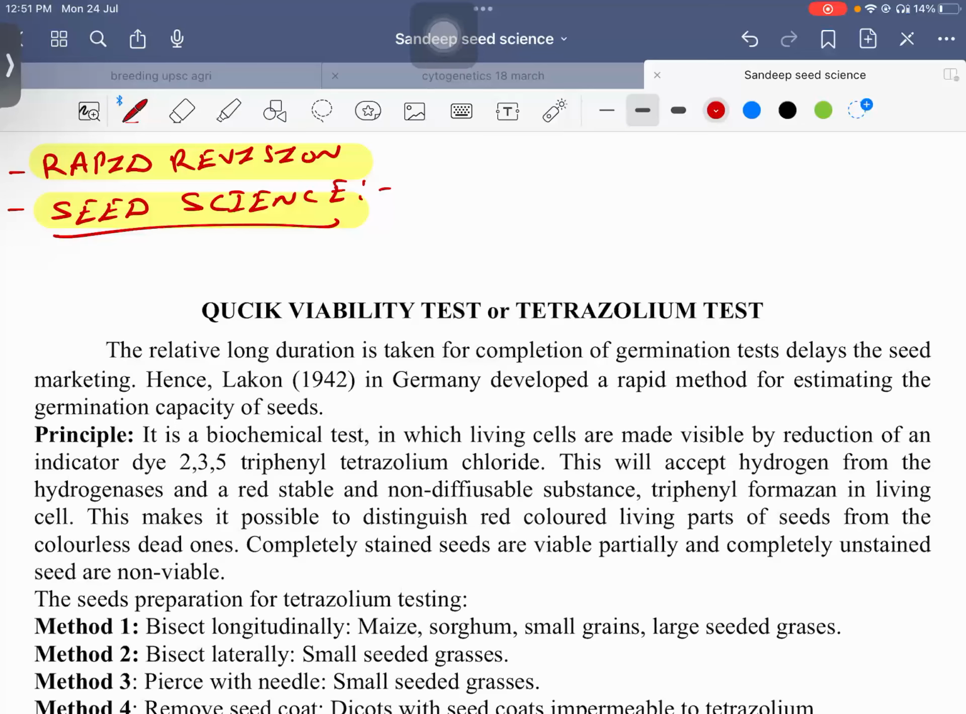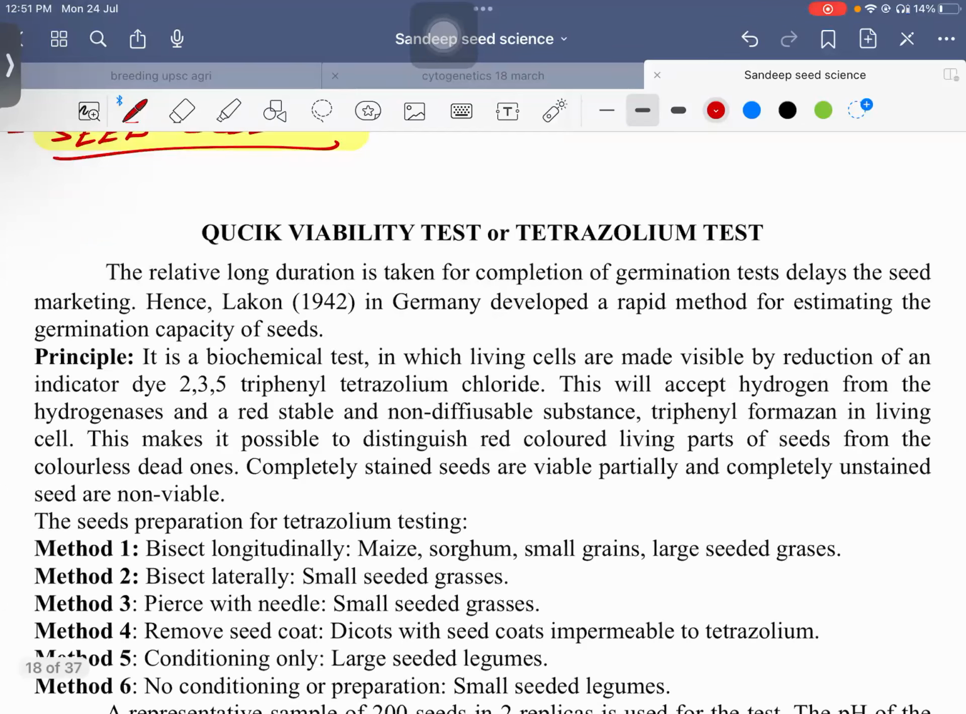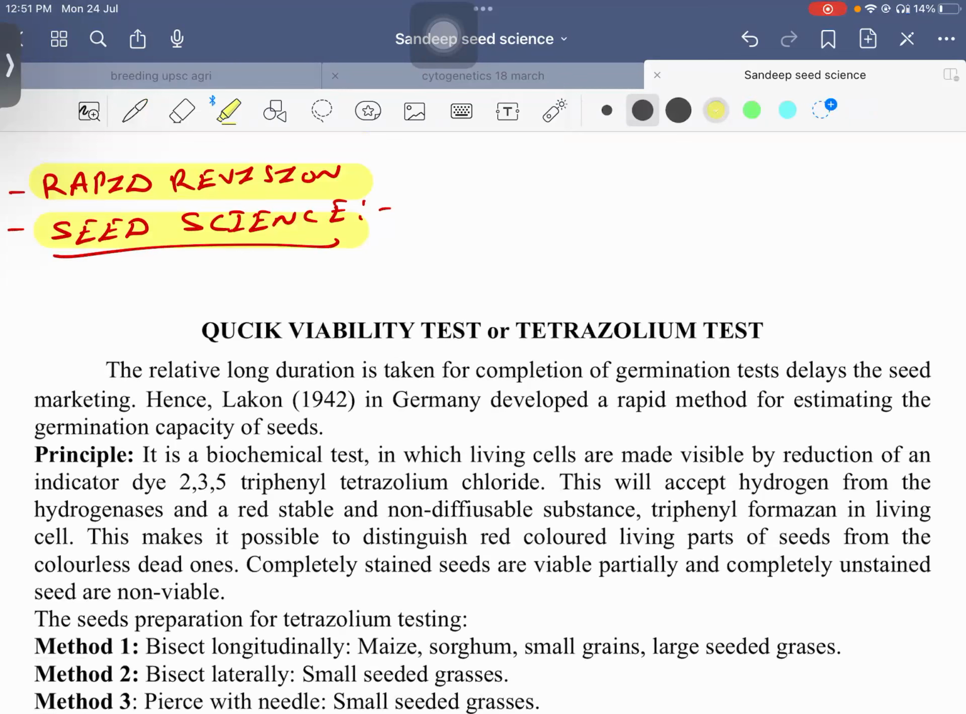Okay. So, another one of the important things which is usually asked is about seed vigor and seed viability. Okay, so in that we will study the tetrazolium test, because this is the most important test which is usually done. So this is the chemical name, 2,3,5 triphenyl tetrazolium chloride. Okay, TTZ. That's what it's called, the TTZ tetrazolium test.